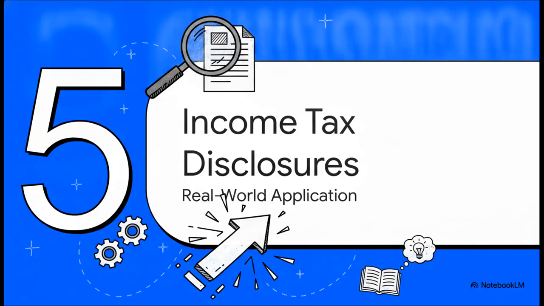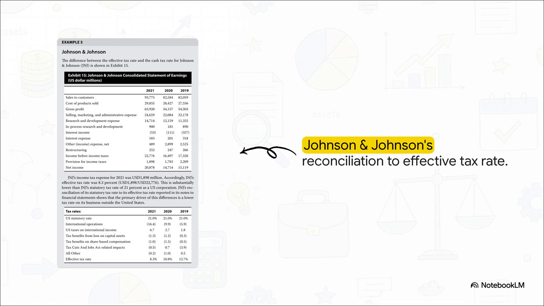Finally, Section 5. Using income tax disclosures. Let's apply everything we've learned to see exactly why this matters in the real world. Looking directly at Johnson & Johnson's consolidated statement of earnings from their actual disclosures, we can see exactly how this plays out. Financial accounting standards require companies to provide a detailed reconciliation of their statutory tax rate to their effective tax rate right there in the footnotes. By analyzing this table, we can identify precisely how a massive multinational corporation navigates these complex variables to optimize their global tax position.